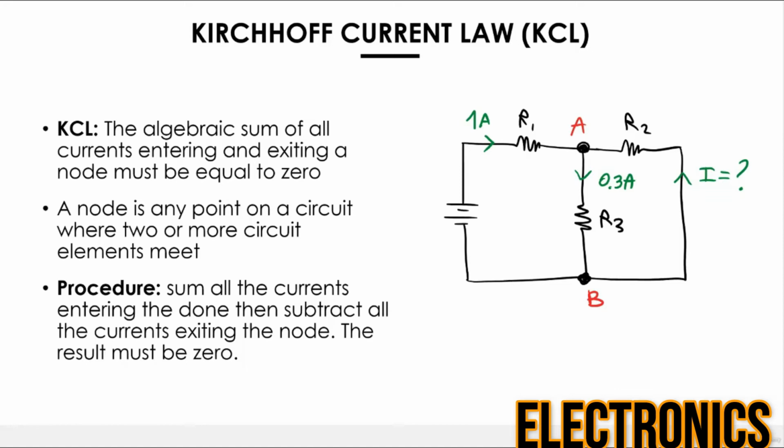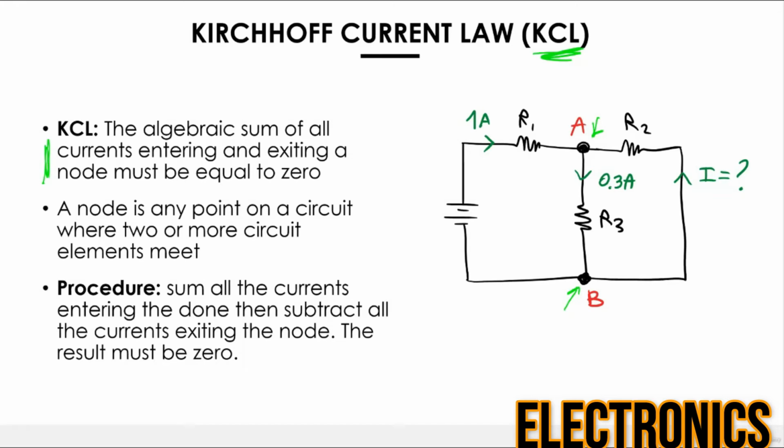Another very important law of electronics is the Kirchhoff current law, which is often abbreviated KCL. Here's the definition of the law. The algebraic sum of all currents entering and exiting a node must be equal to 0. A node is any point on a circuit where two or more circuit elements meet. In this example on the right, we have two nodes, A and B. And most of the time, people use a dot to represent a node.